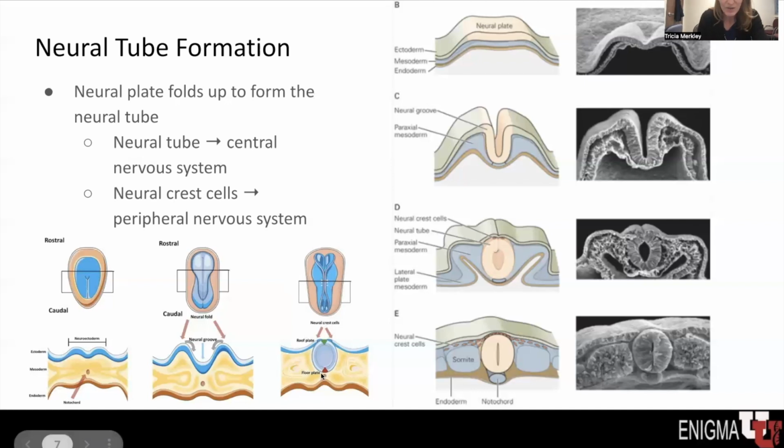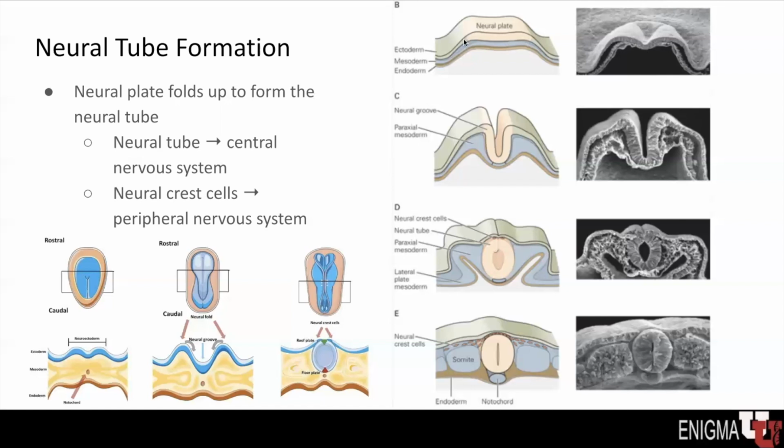And again, from the cross section, this shows the roof plate. This shows the neural tube formed here. And then there's the floor plate, which we'll talk about a little bit later. Over here in this column, we see the same thing, but it helps to see the actual images of what this looks like and how they correspond with these cartoon drawings.